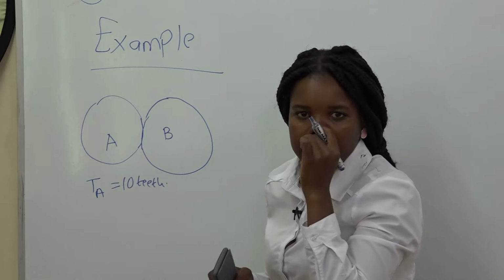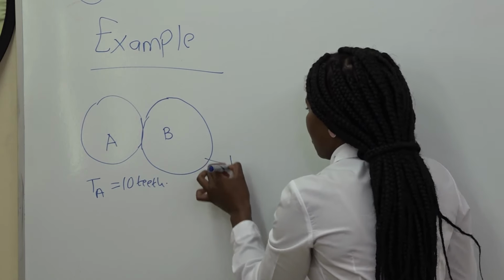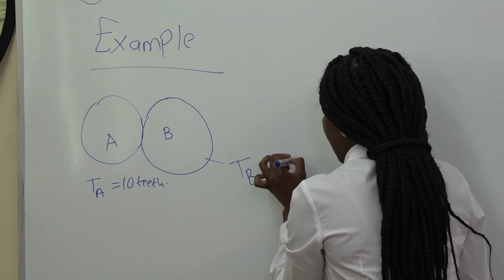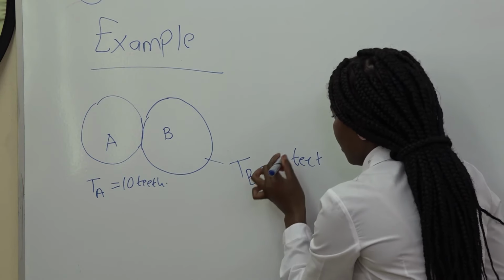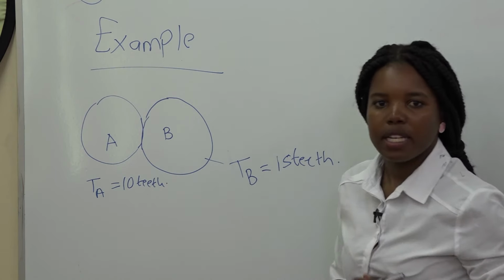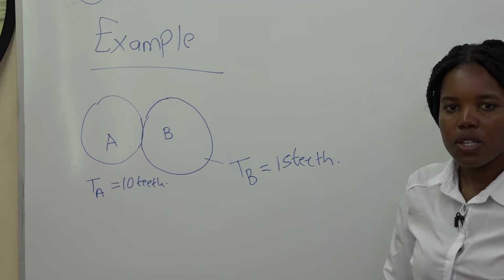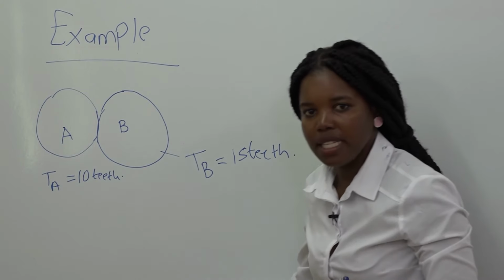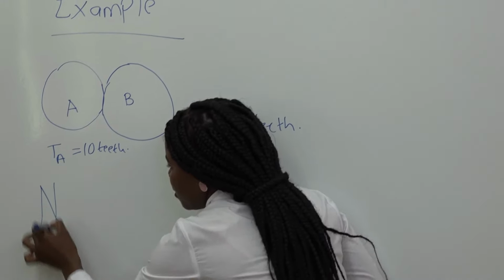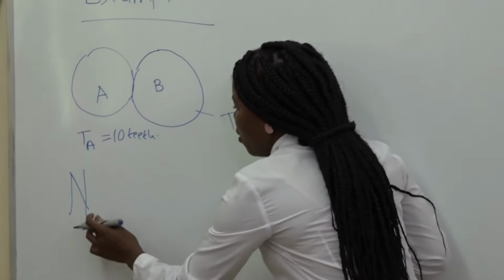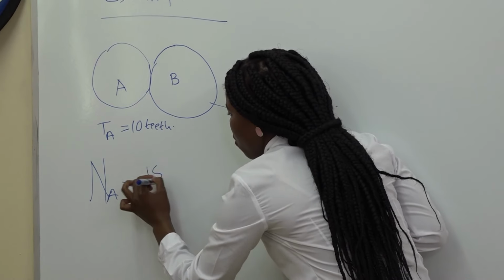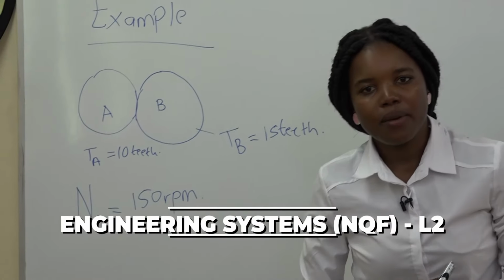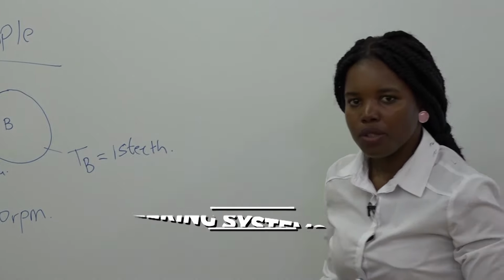And gear B, they say, is given 15 teeth, which means that the number of teeth in gear B is more than the number of teeth in gear A. The statement also says that gear A rotates at 150 revs per minute. Remember, we determine speed by the symbol N, so NA is equal to 150 revs per minute. And the question says, calculate the speed at which gear B will rotate.